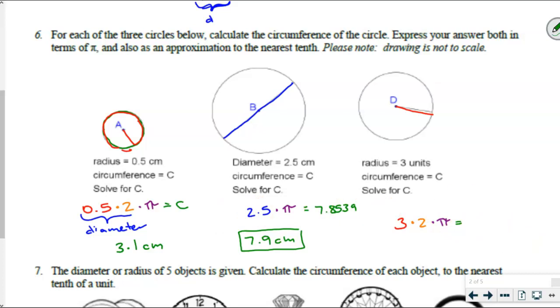3 times 2 times pi. Writing down a couple of digits, we have 18.8495559. All I need to do is round to the nearest tenth. Even though this 4 could be rounded by the 9, we don't need to worry about that. We're rounding to the nearest tenth, so all I have to do is look at that, and that 4 isn't going to change anything. So the circumference is equal to 18.8. The unit is units. Now, I feel like that's some pretty good practice on how we can find the circumference.